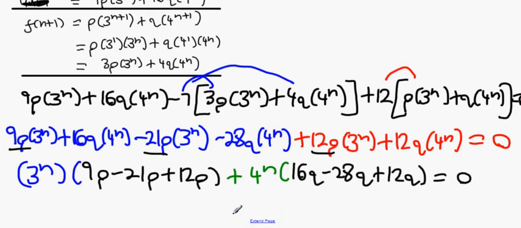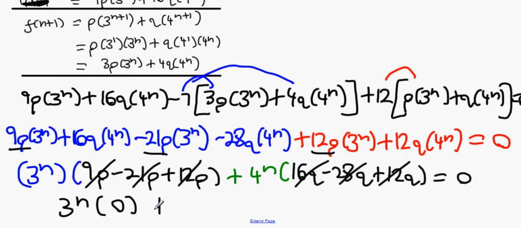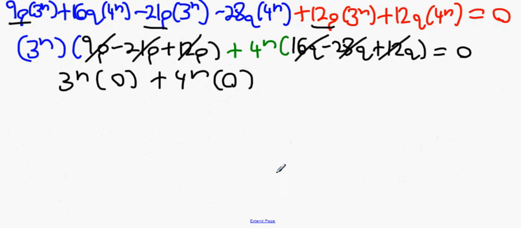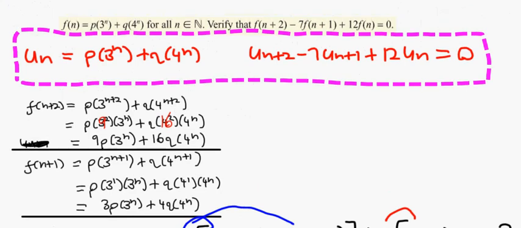And what you'll notice is that they all cancel each other off. You're going to have 3 to the n times 0, because 9 plus 12 minus 21, 16 plus 12 minus 28, and it goes to 0 as well. So you now have to prove that 3 to the power of n by 0 is 0, 4 to the power of n by 0 is 0, 0 plus 0 equals 0. Okay.